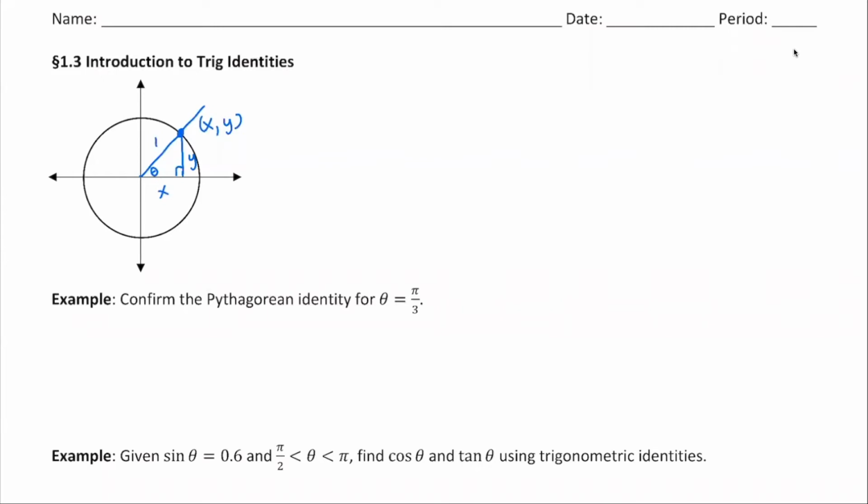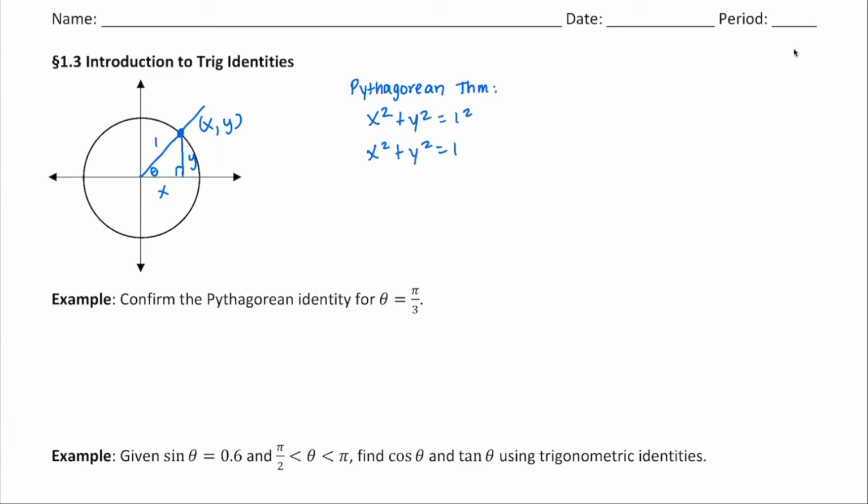So we have looked at how we can use the Pythagorean theorem to represent the relationship between the three sides of this right triangle. So we can say that x squared plus y squared equals 1 squared, which equals x squared plus y squared equals 1.